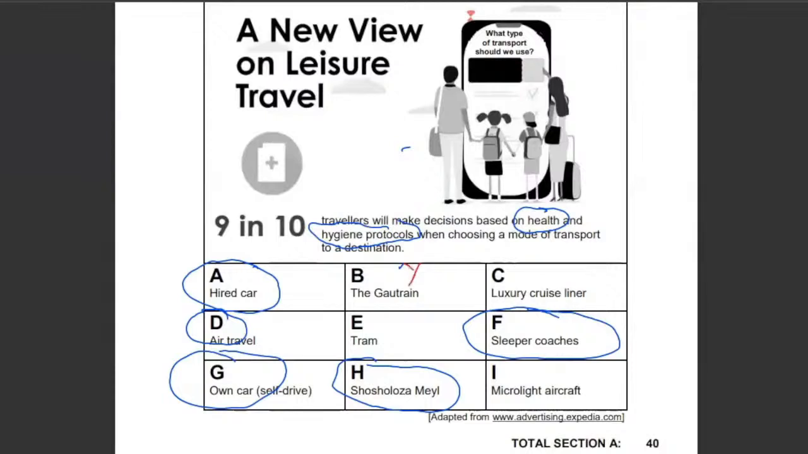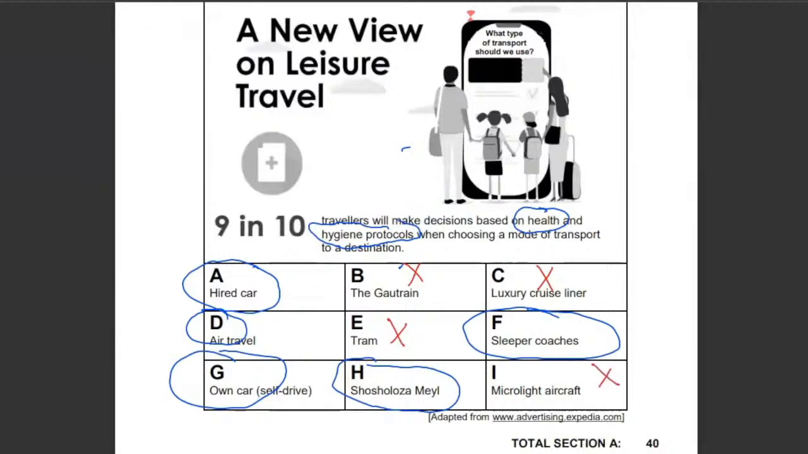We are eliminating it. Then let's also go to C. You cannot travel, remember, we are traveling on land. You cannot travel on land between Johannesburg and Durban using a luxury cruise liner. It's not possible. Then we do not have trams in operation in South Africa. Then we also eliminate micro light aircraft.